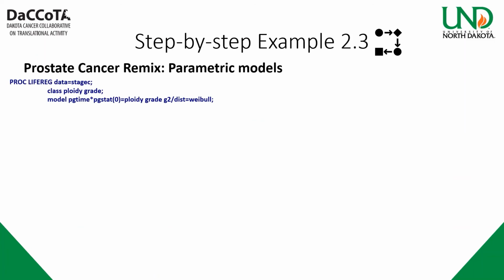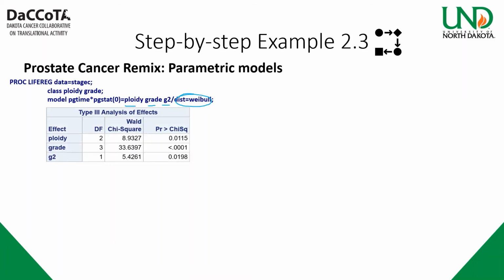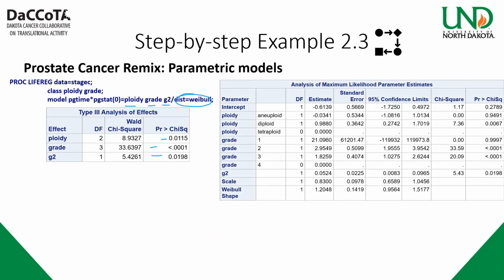Well, we're going to use our fuller model, which had ploidy, grade, and G2, with a Weibull distribution now, so it's parametric. Here are our outcomes. Looks like all of them are significant. Woohoo! Again, we're going to see sort of things here. Grade 1 is the reference here now, so it's a little bit different. Or sorry, not grade 1. Grade 4 is the reference. Again, this was not significant.